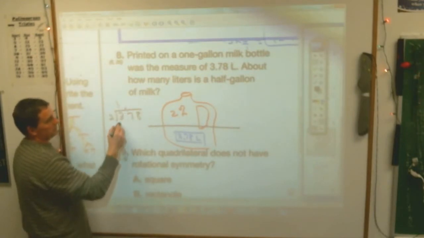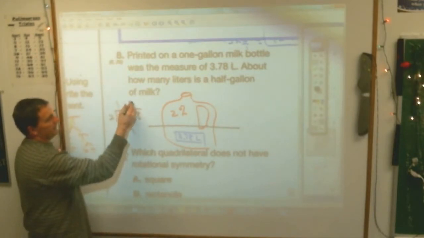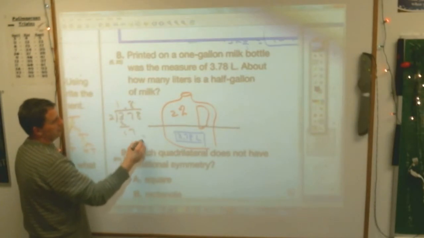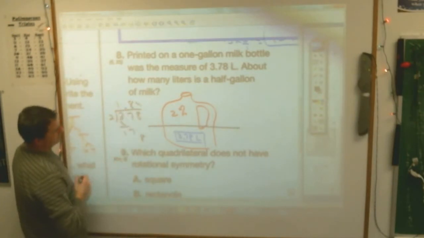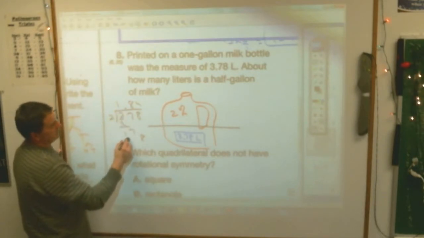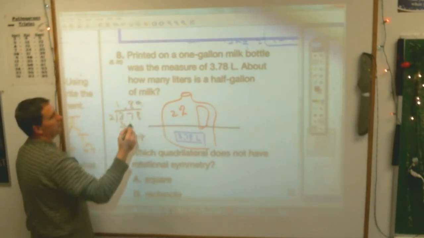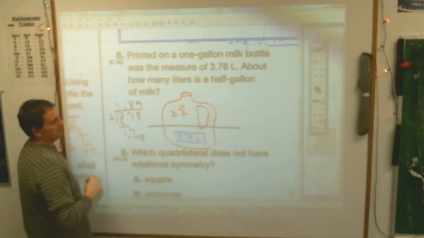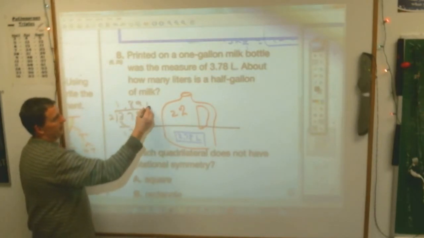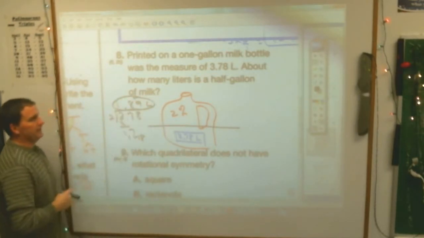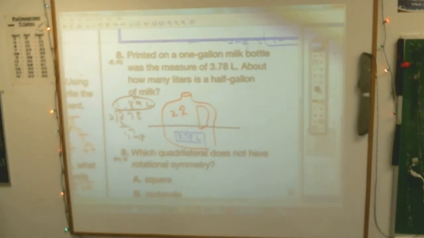2 goes into 3 once, into 17 8 times. So wait, did I do that wrong? 2 times 8 is 16, yeah, 18, 9. The book had 1.89, but I agree with you since it said about, 2 would be fine. Half a gallon is 1.89 liters, or 2.